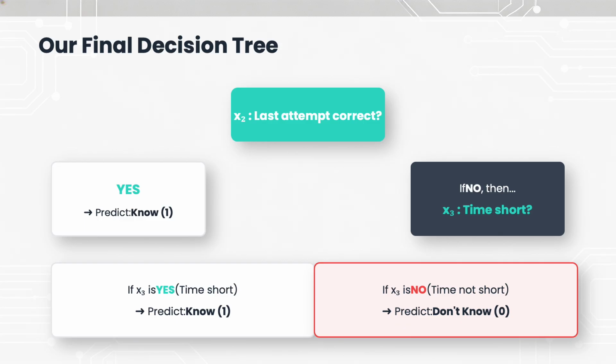Did they take a short time? If yes, predict they know it. If no, predict they don't. This clear, interpretable logic is the beauty of decision trees.